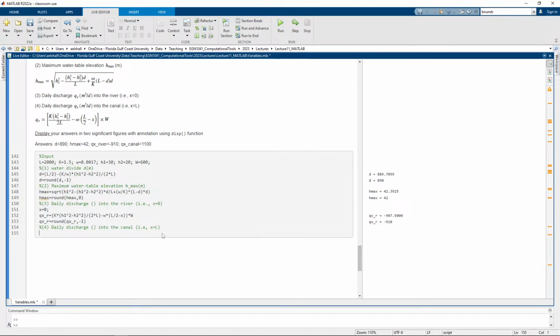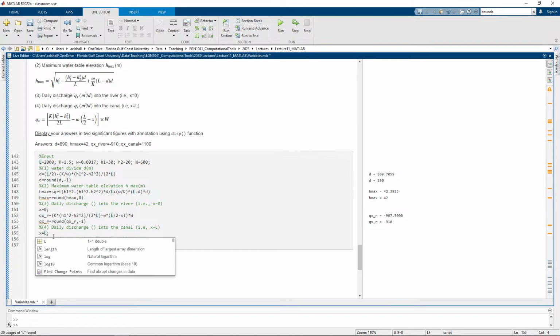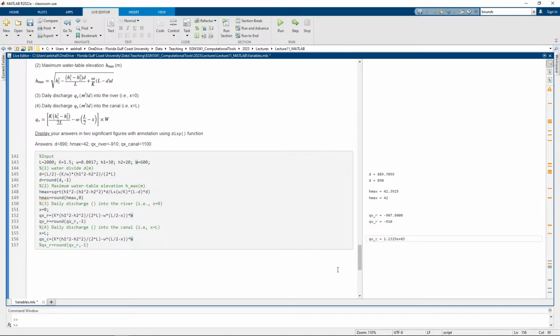We do the same thing here. Let me just comment this one for now. X here will be equal to L, and that will be QR the canal. Okay. And then if we run this, then I get 1.123 to the power of 3.